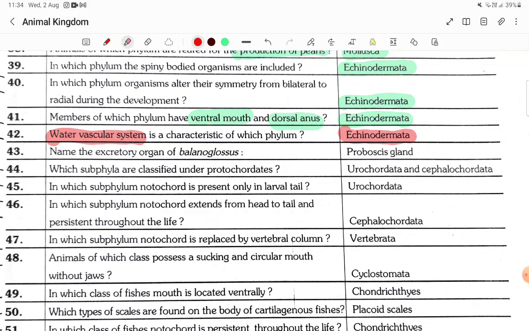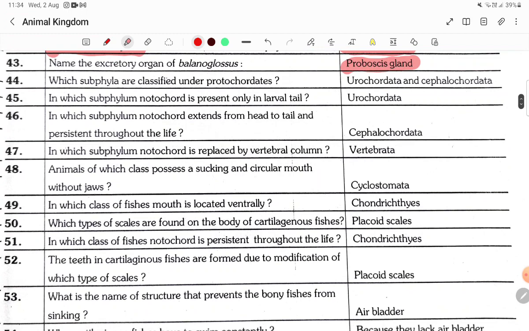Question number 43: name the excretory organ of Balanoglossus. The proboscis gland is the excretory organ of Balanoglossus. Question number 44: which subphyla are classified under protochordates? Urochordata and Cephalochordata. In which subphylum is the notochord present only in the larval tail? Urochordata. In which subphylum does the notochord extend from head to tail and persist throughout life?